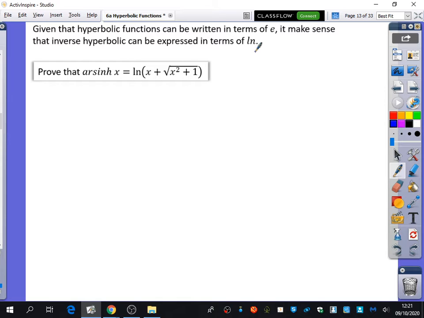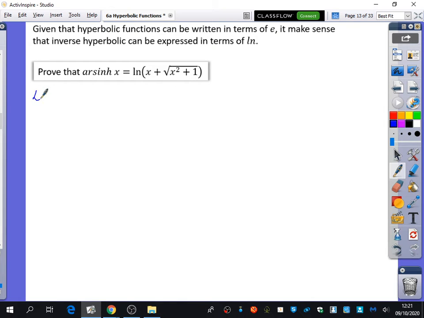I might do two and then you try the third one. But I'm going to try and prove that arsinh x is ln of x plus the square root of x squared plus 1. And you will be using this. This one does come up in the formula book, though. And this, for me, is when my memory reaches its limit. I can't memorize this, but it is in the formula book, and you will be using this one.